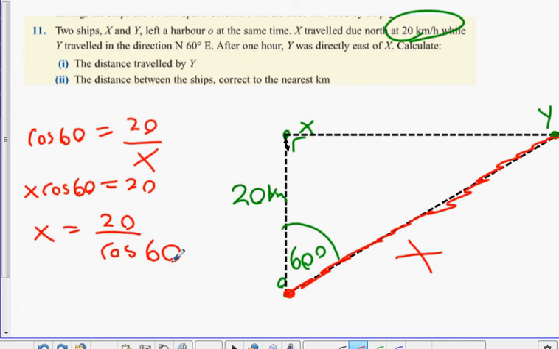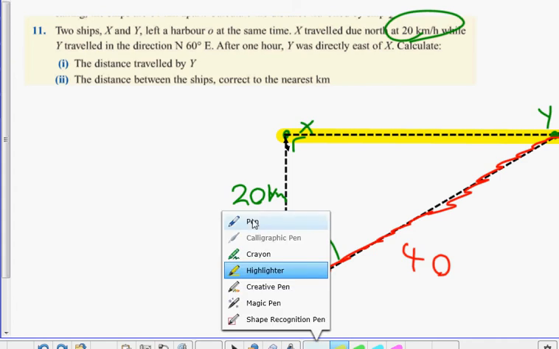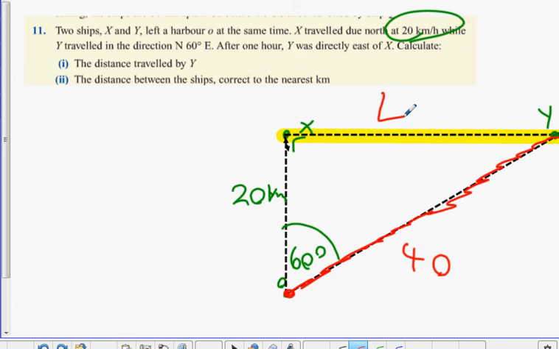So what do we get for that? On the dot, x equals 40. Twice as long. Okay, so x equals 40 here. Now, finally, you have two options to get your last one. What are the two options? The distance between the two ships. What could I do, Liam? You could do Pythagoras if you want. You could do 40 squared equals 20 squared plus whatever letter we'll call it. We'll call it L. Okay, we could do it that way.